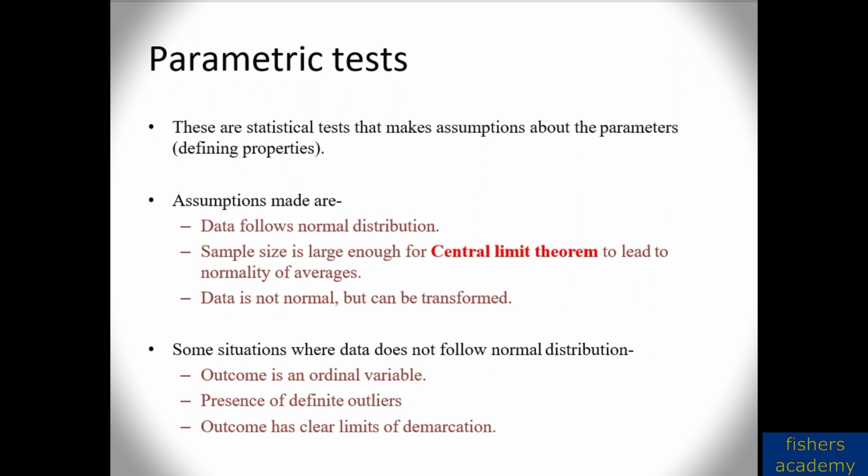Some situations where data does not follow normal distribution: outcome is an ordinal variable, presence of definite outliers, outcome has clear limits of demarcation.